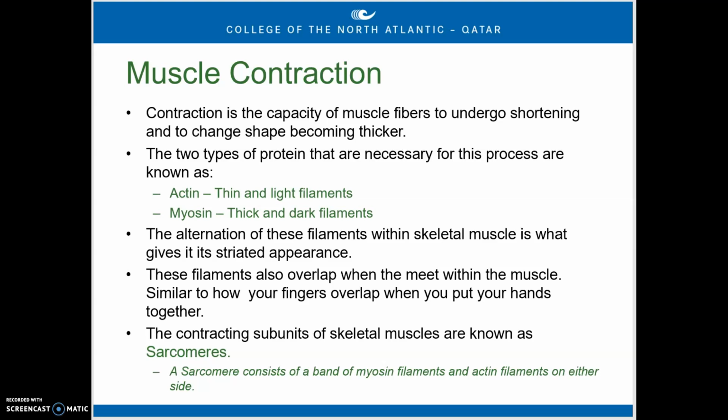Now, the subunits that contract, the little striations, if you want to think about it that way, are going to be called sarcomeres. A sarcomere is a band of myosin and actin filaments on either side. And I'll show you a picture of that in a couple of seconds.